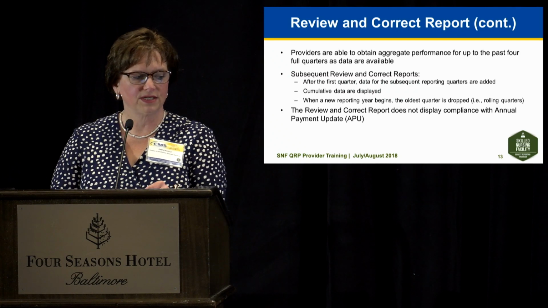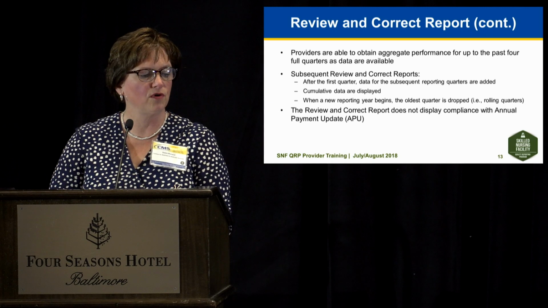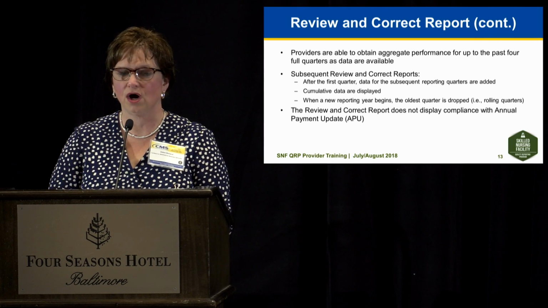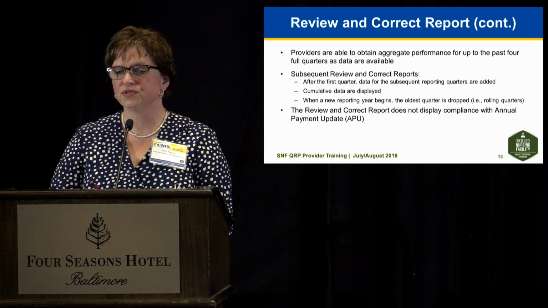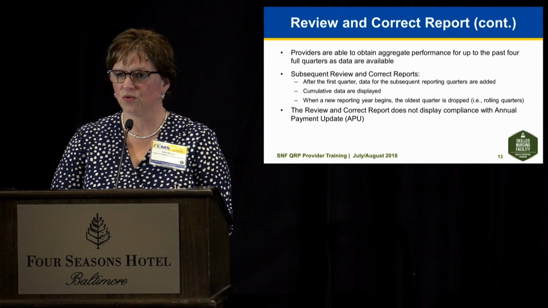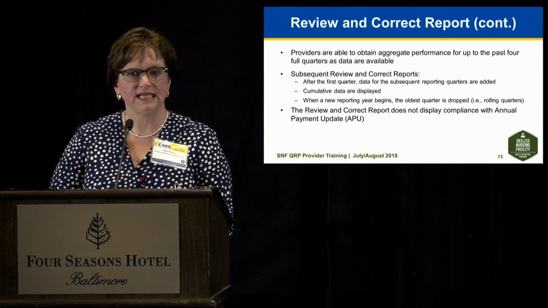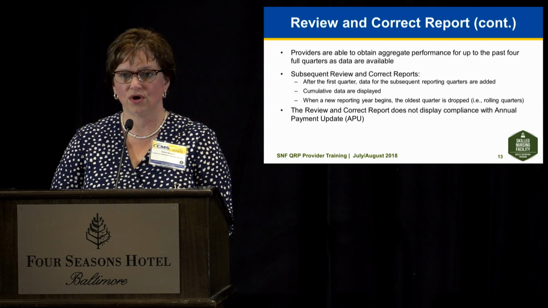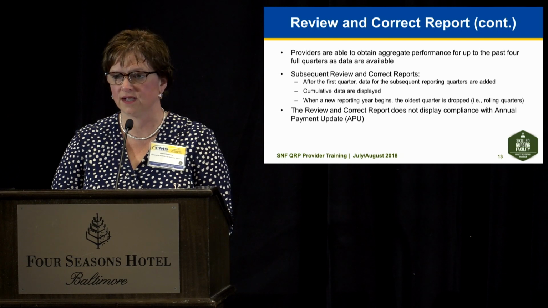So the review and correct report allows you to obtain aggregate performance scores for up to the past 4 quarters on one report. After the first quarter is reported on the review and correct report, subsequent quarters are added. The data are reported for each quarter, and the data are also reported cumulatively for the 4-quarter time period.